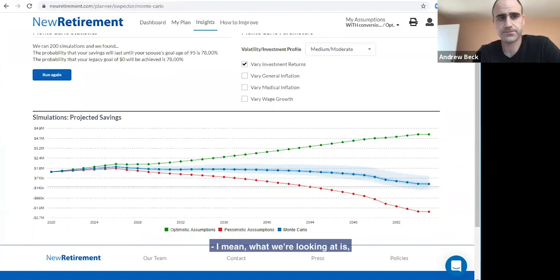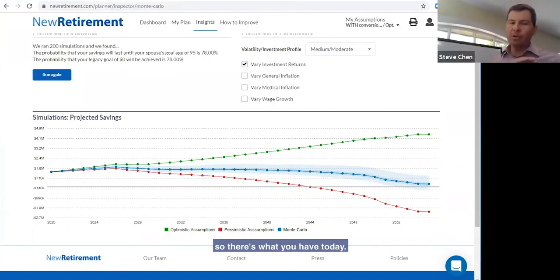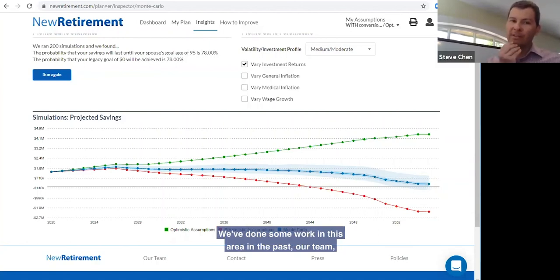Right. What we're looking at is what you have today, there's also the contributions that you're making, and then there's, are you going to be rebalancing automatically or not? So there's a lot of ways that Monte Carlo can get a lot richer over time. We've done some work in this area in the past, our team, so we'll be evolving it and communicating how it's evolving over time.